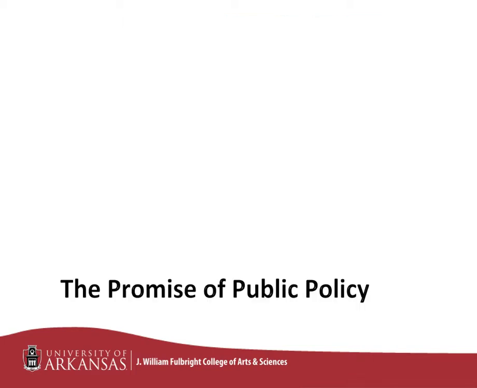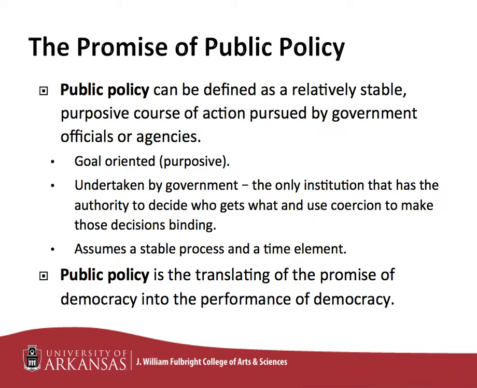So first of all, we have to consider the promise of public policy, what it offers to Americans. So first of all, we have to define what public policy is. And it can be defined as a relatively stable, purposive course of action pursued by government officials or agencies. So let's break that down. First of all, the purposive part. That's goal-oriented. It's aiming for something specifically.